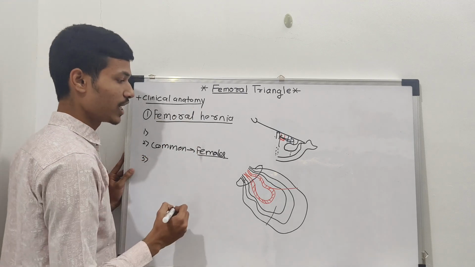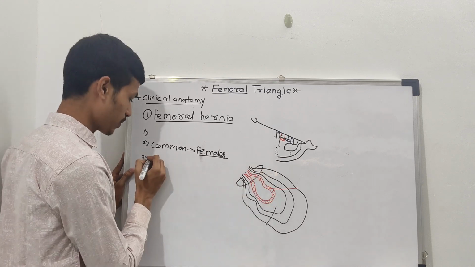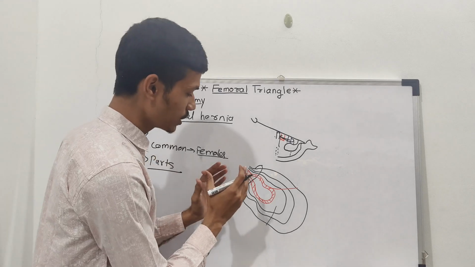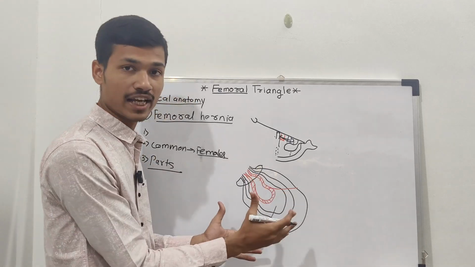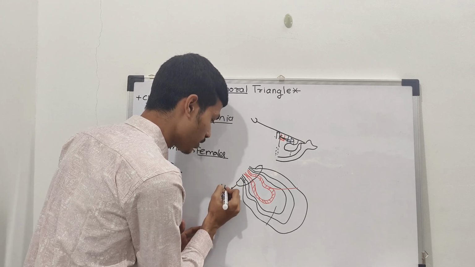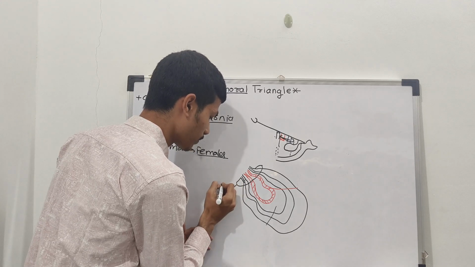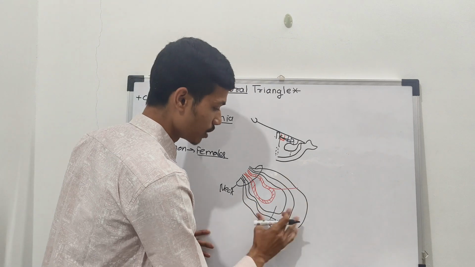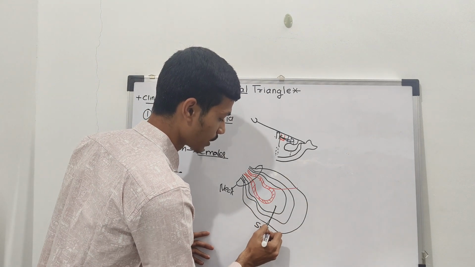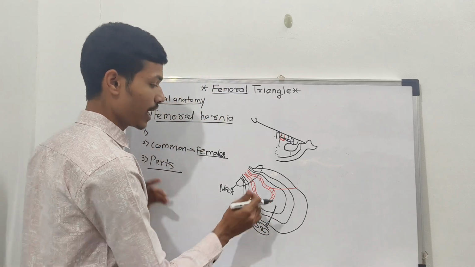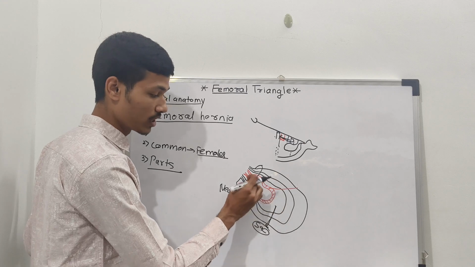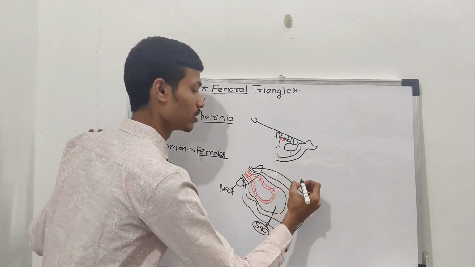The third point is the different parts of this hernia. Basically, the hernia consists of a neck and a sac. This narrow part you can see is the neck of the hernia, and this bigger part you can see here is the sac of the hernia. And the content of the hernia is the bowel, a loop of the bowel.